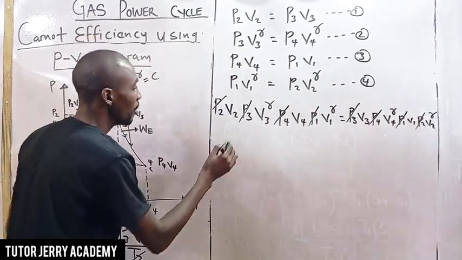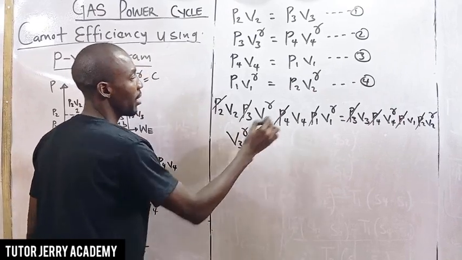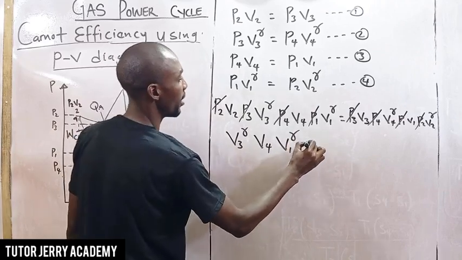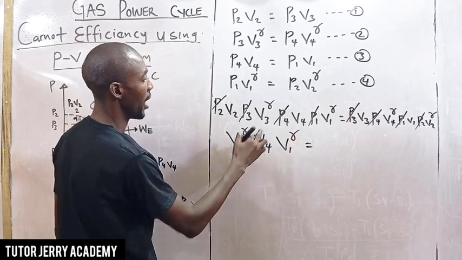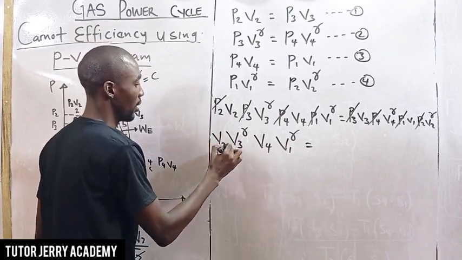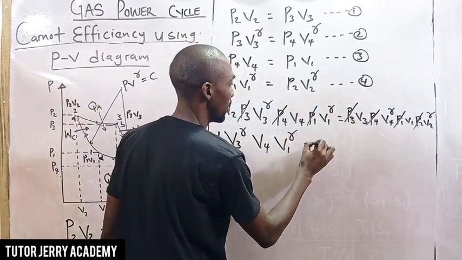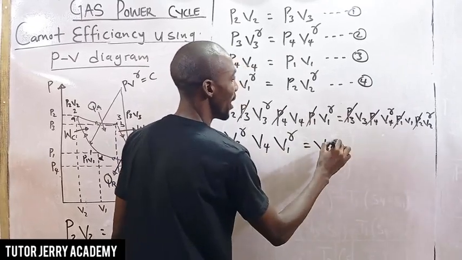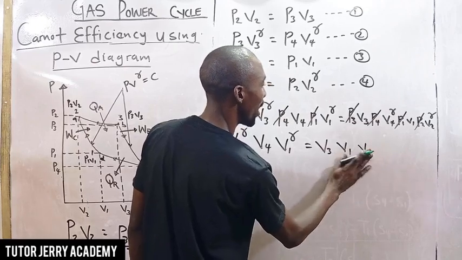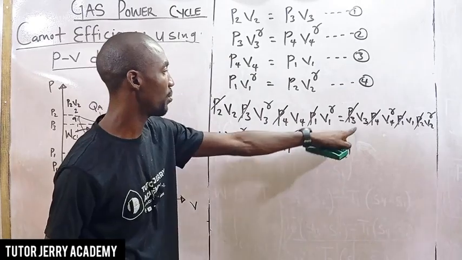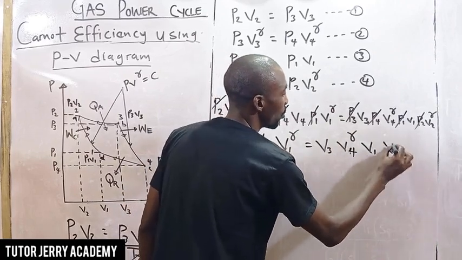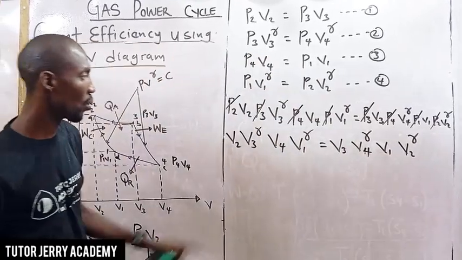We'll be left with P3 gamma, V4 and V1 gamma, to be equals to V1 gamma, V4 and V3 gamma. And we also have V2 here. Let me put V2 here, to be equals to, so we have V3, we have V1, then we have V2 gamma. So we have V4. Let me look at this properly. V3, V4 gamma, then we have V1 and we have V2 gamma. All right, so you can see it is balanced.